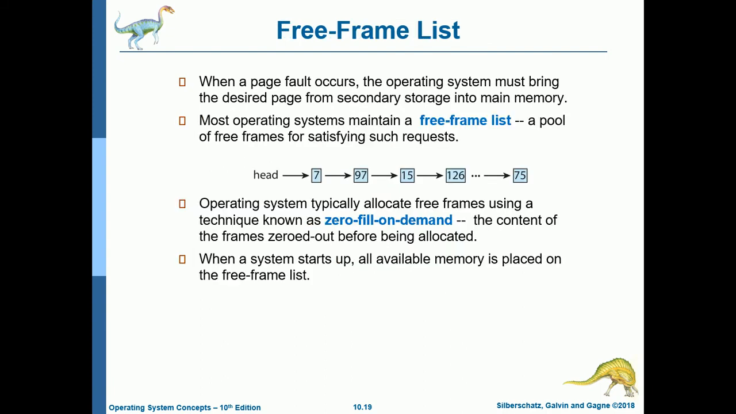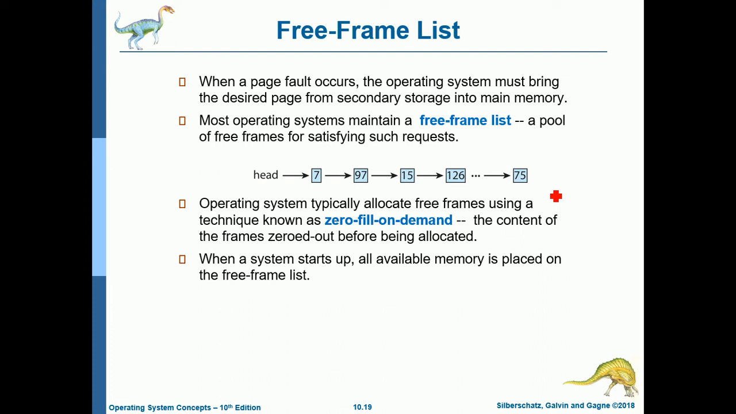Next, we have the free frame list. When a page fault occurs, the operating system must bring the desired page from secondary storage into main memory. One of the actual devices categorized as secondary storage is the hard disk. Most operating systems maintain a free frame list, a pool of free frames for satisfying such requests. This is the illustration: 797, 1520, 126 to 75. These are all the free frames in the list.